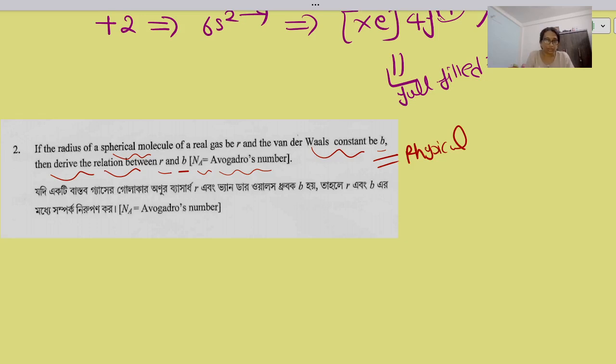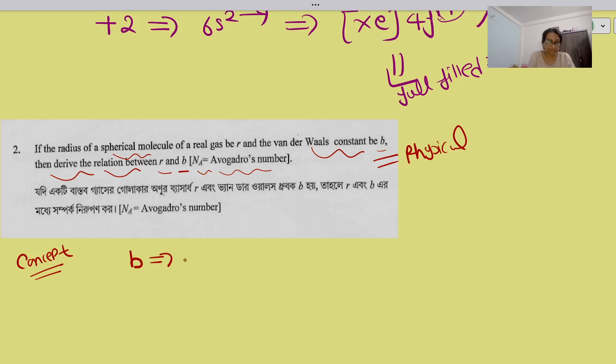In this question, they are asking about the derivation of a relation between two factors: number one is the real gas, and second is the van der Waals constant B. So what is the concept of this question? The concept is that the van der Waals constant B represents the excluded volume or co-volume per mole of a gas.